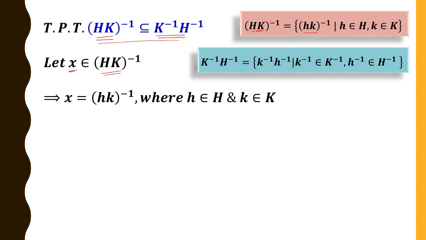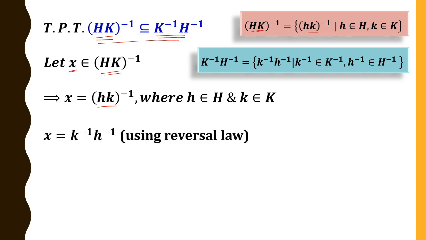Now observe carefully, (hk)⁻¹. These h and k are small letters. So now we shall use the reversal law. What is (a*b)⁻¹? It is b⁻¹*a⁻¹. Therefore x is equal to k⁻¹h⁻¹. This is using the reversal law.